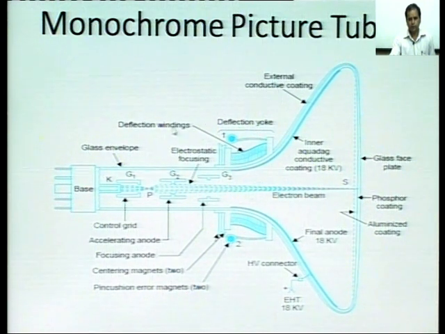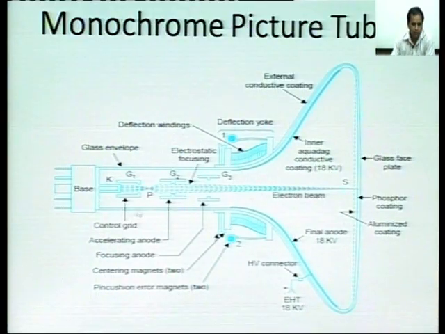and the deflection yoke. This is very important. It contains the deflection windings. There are two deflection windings, the horizontal and vertical deflection windings, and then in the last we have the electrostatic focusing, which is done with the help of focusing grids.